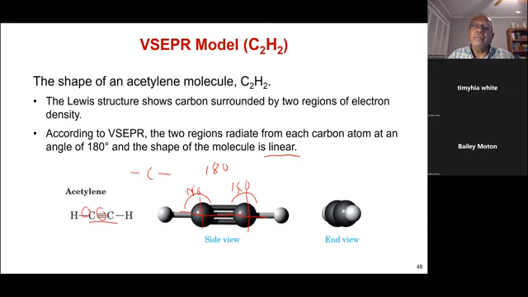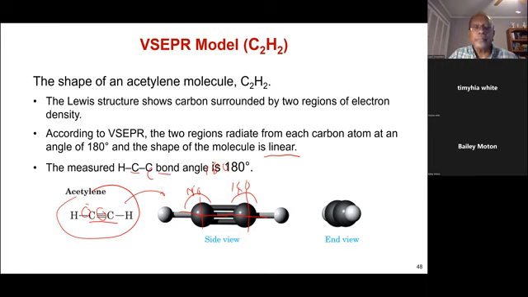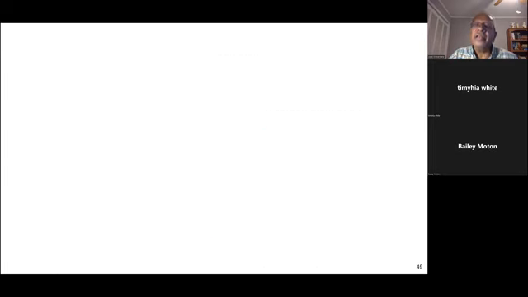So that's how you predict the shapes of molecules from valence shell electron pair repulsion theory, starting from the Lewis structure. This is the Lewis structure. We start from there, look at the number of electron pairs, then describe the bonding and molecular shape. In acetylene, it's 180, linear is 180.